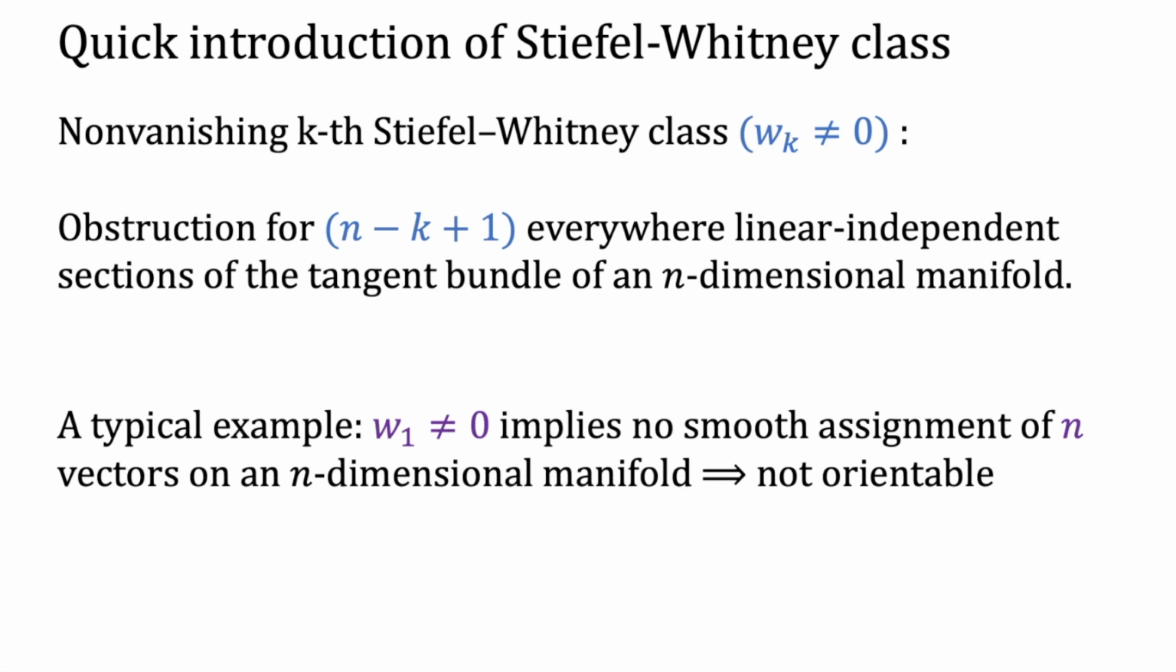W1 is more often seen in physics. When i plus k equals 1 here, W1 is an obstruction to having n linearly independent sections of the tangent bundle of an n-dimensional manifold. So when W1 is not equal to 0, there is no smooth assignment of n vectors on the n-dimensional manifold, which means it's not orientable. This is the object we encounter most often in physics. Sometimes we write the action with W1, which means we consider non-orientable manifolds or time reversal symmetry. Similarly, we can extend this definition to W2, W3, and so on.